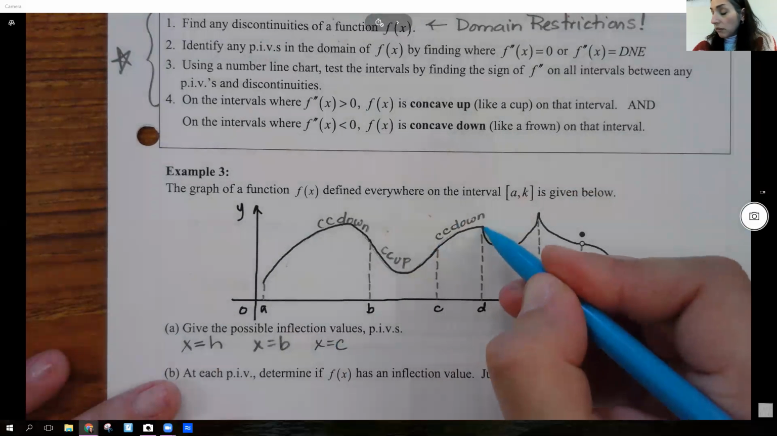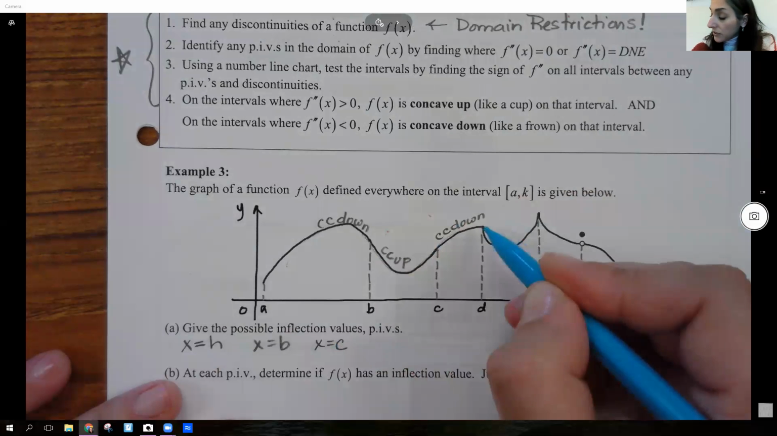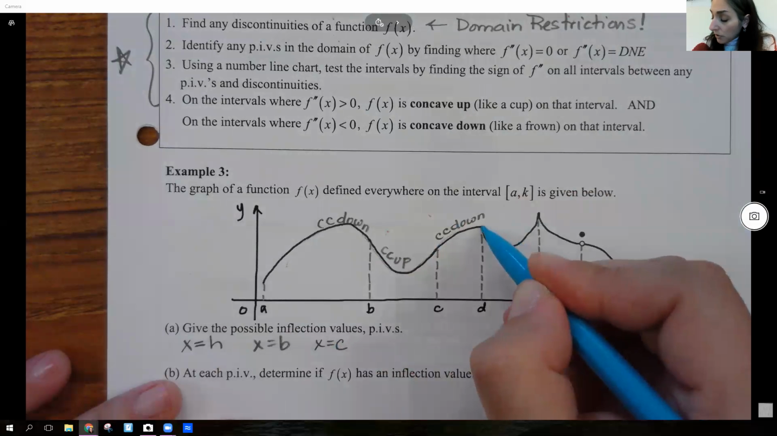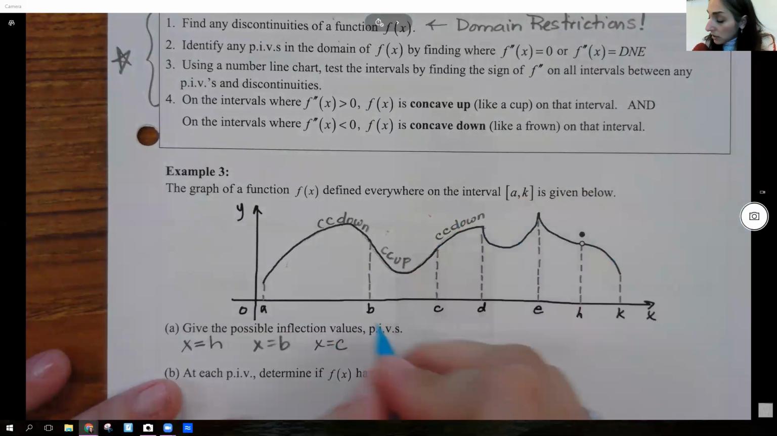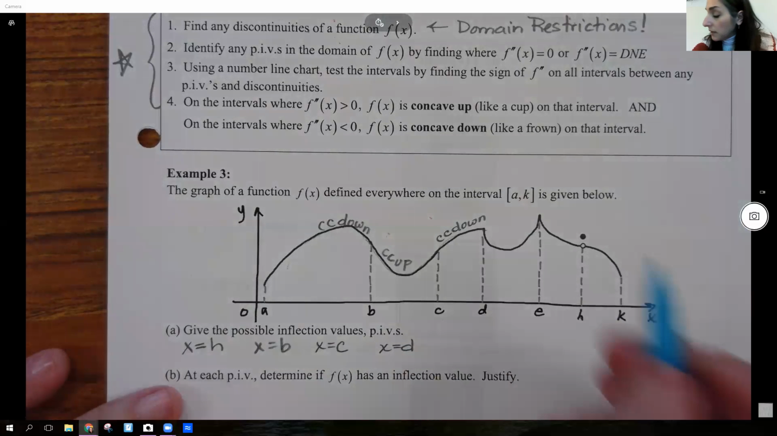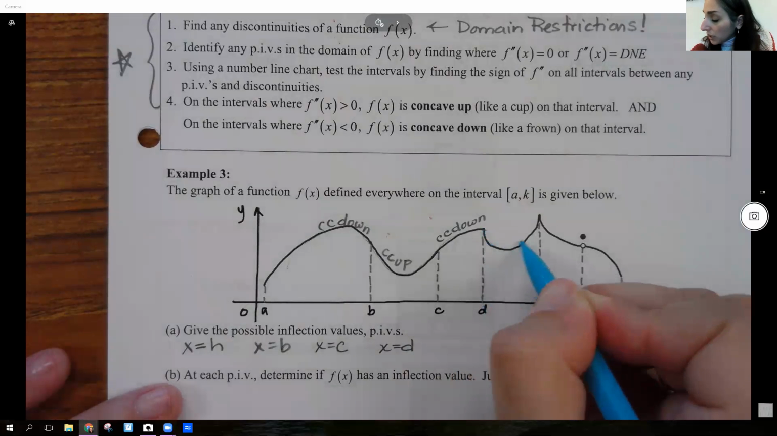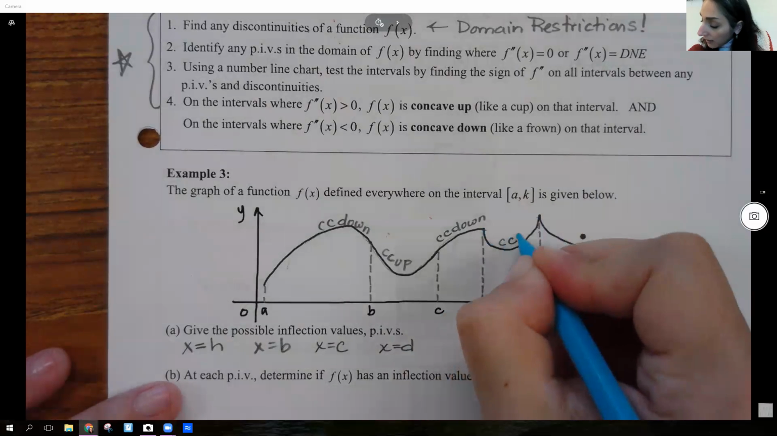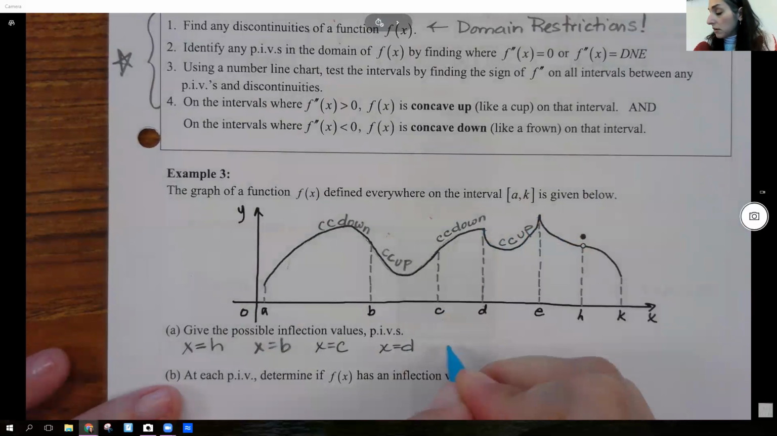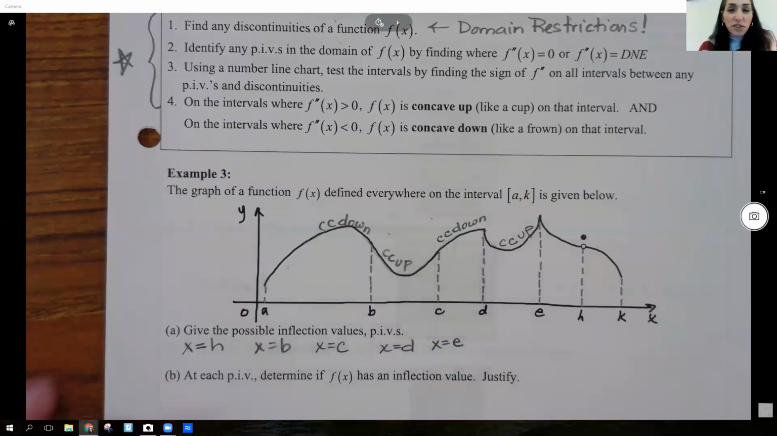This spot right here, the second derivative is not going to exist. In fact, the first derivative does not exist here. So this is a possible inflection point, so x equals d. Let's look at the concavity. From this dashed line, from D to E, we are concave up. E is another cusp, so the second derivative will not exist there.